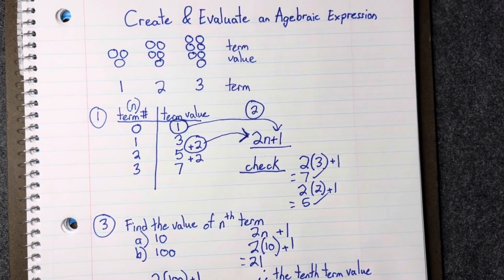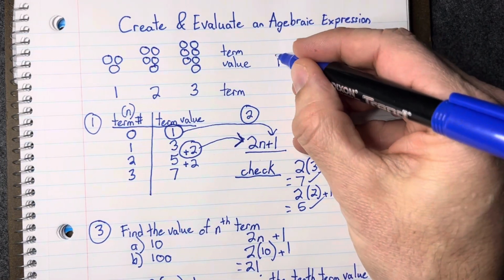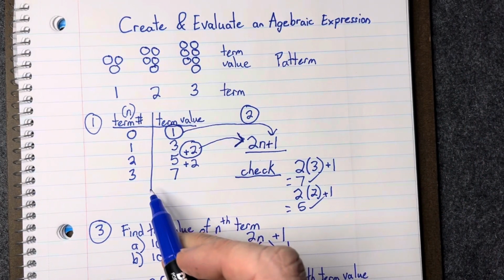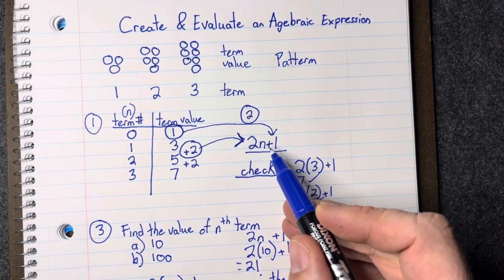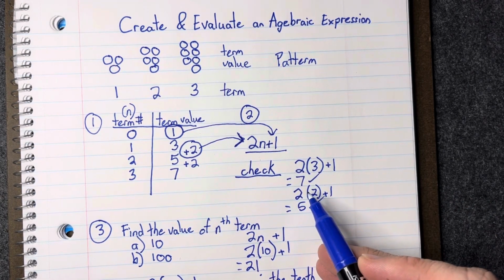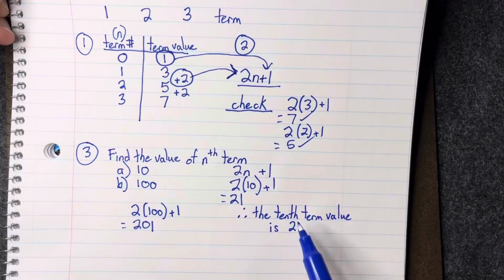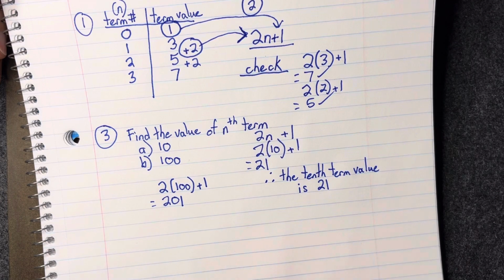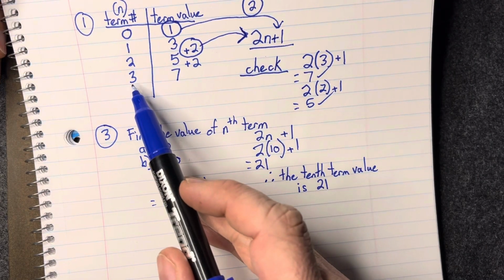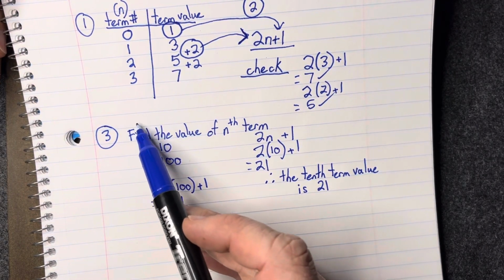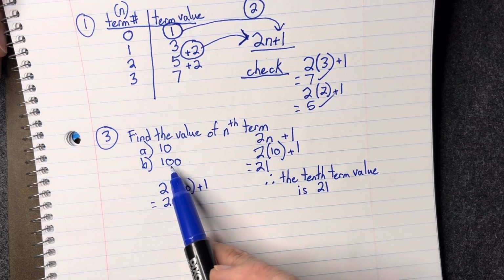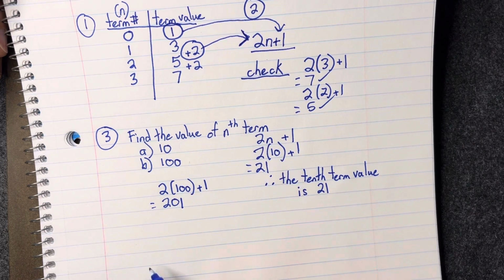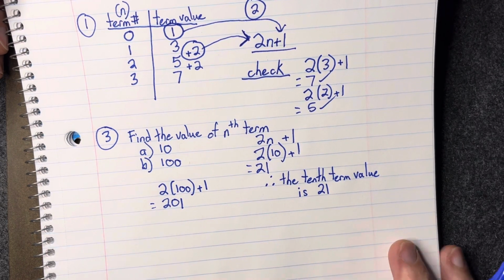So those are the steps that you need to go from the pattern to the table of values to the algebraic expression, checking to make sure we've done it properly, and then evaluating it for the nth term, which could be any term that you want to know. So rather than continuing down 4th, 5th, 6th, 7th, 8th, 9th, 10th, all the way to the 100th term, which would be ridiculous, we can just find it by putting in the number for the algebraic expression. And that's all there is to it.